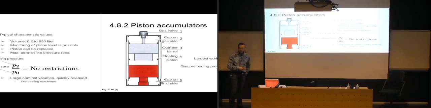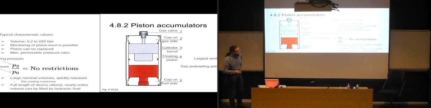And it's often used in die casting machines, where you need very high pressures, and you often need quite large flows. And you can utilize the full length of the piston accumulator. So as you can see here, if you push the piston all the way up, the gas is going to fill exactly this area. So if you have a really large accumulator with 650 liter volume, you can fill almost all of it with hydraulic fluid. So that's very positive for it.